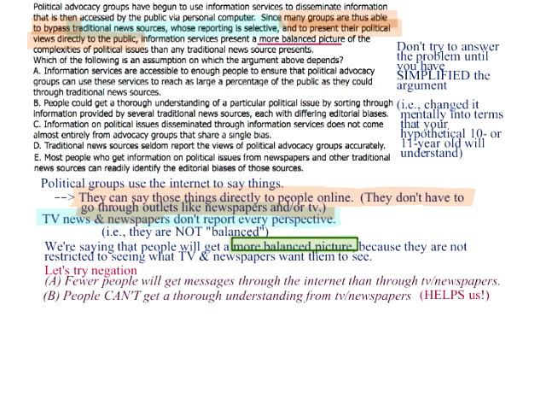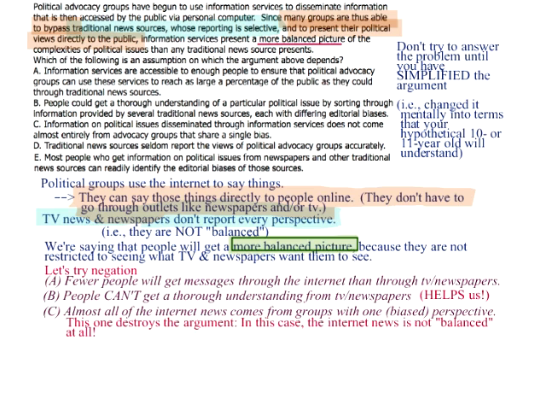Almost all of the internet news comes from groups with one biased perspective. I mean, okay, if that's true, it should be very clear that our argument is dead, because then the internet news doesn't promote balance at all, right? This destroys the argument. When you negate it, it destroys the argument, because then, in this case, the internet news is not balanced at all. So that's the choice that we want.